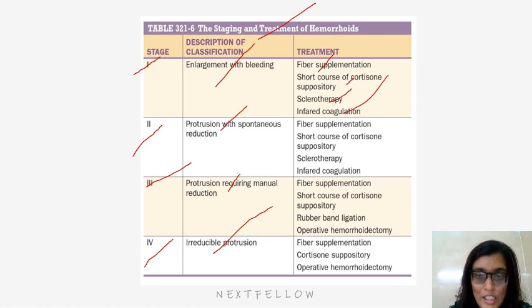Stage 2. Again there is fiber supplementation, short course of cortisone suppository, sclerotherapy, and infrared coagulation. Stage 3 is fiber supplementation, short course of cortisone suppository, rubber band ligation, operative hemorrhoidectomy. For irreducible protrusion, there is fiber supplementation, cortisone suppository, and operative hemorrhoidectomy. So operative hemorrhoidectomy is done for stage 3 and stage 4 of hemorrhoids.